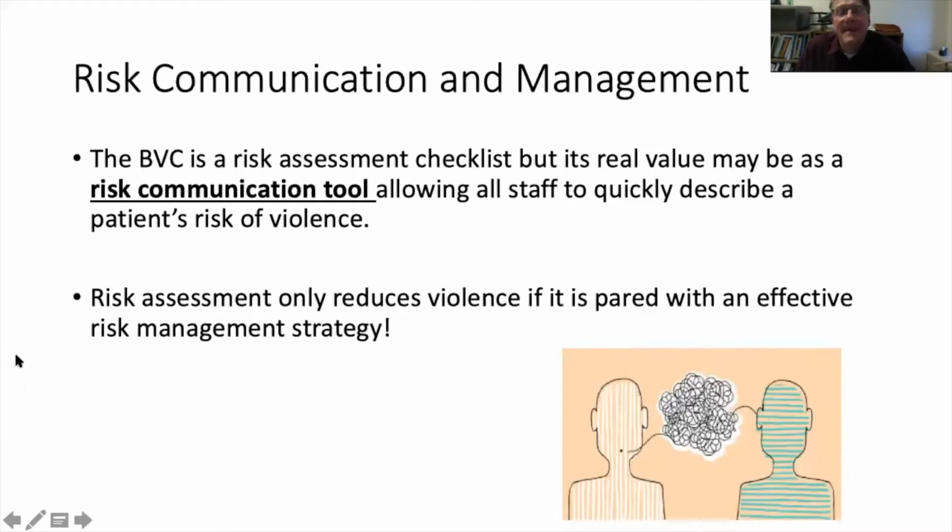This is called a dynamic risk assessment, and it's dynamic because it changes over time, unlike some static risk assessments where the person's age is a predictor or their gender is a predictor. The BVC can change hourly. It's called a risk assessment device, but it may have more value as a risk communication tool.